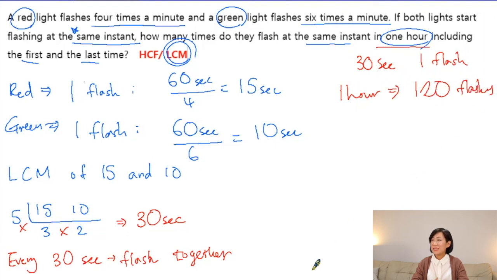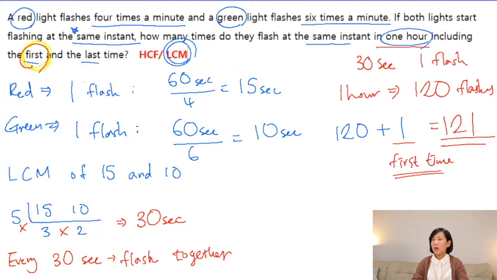Then, if you think this is the answer, no, you must check your question again. This question is really easy to make a silly mistake because the question is asking you to find the number of flashes including the first and the last time. So make sure you add the first time as well. That's why our final answer is 120 plus 1, so 121 is our final answer. Well done. This is the end of this topic.